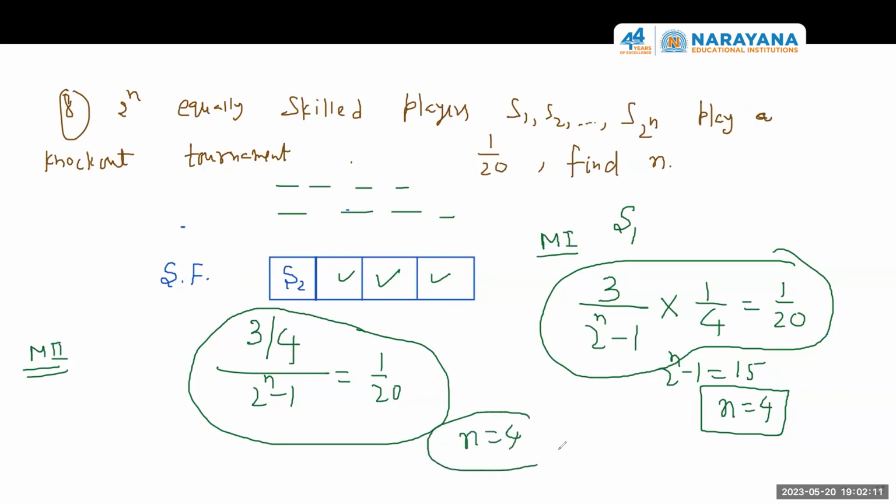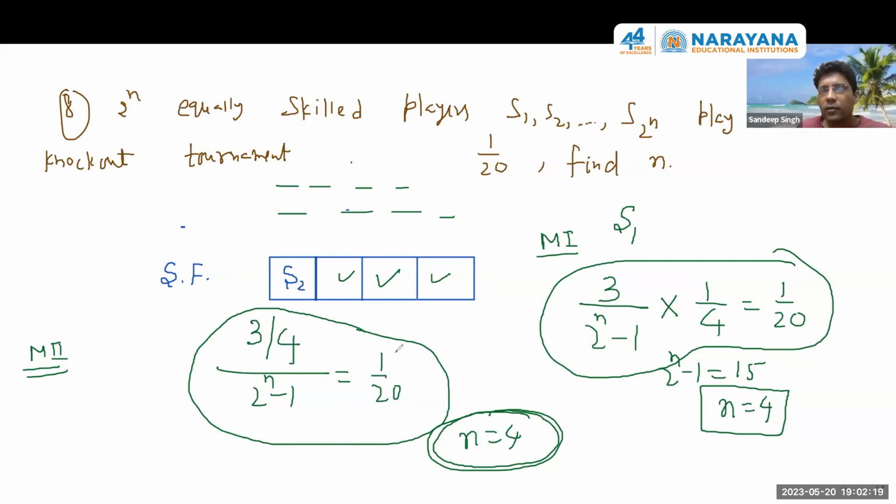Sir, could you repeat the second method again? I was not able to follow you. No issues, I will just tell you. S2's chance of winning the tournament is 25%, 1 by 4, because he is one among the four. Right? So S2 losing the tournament is 3 by 4.